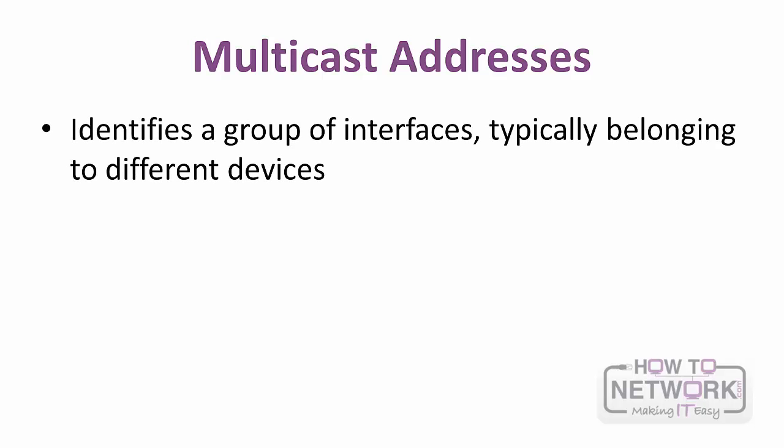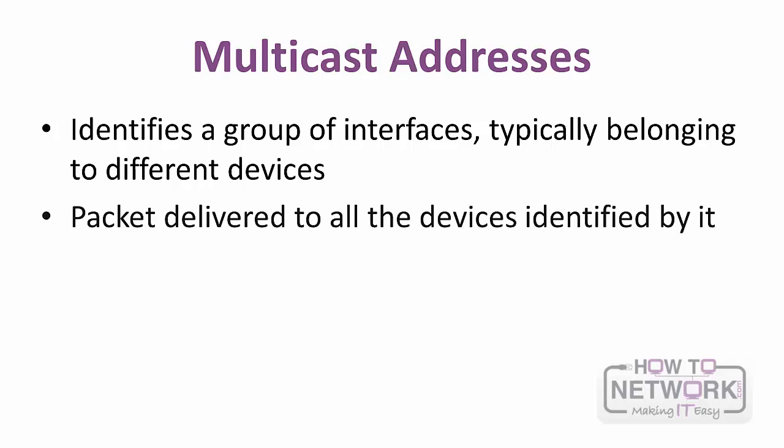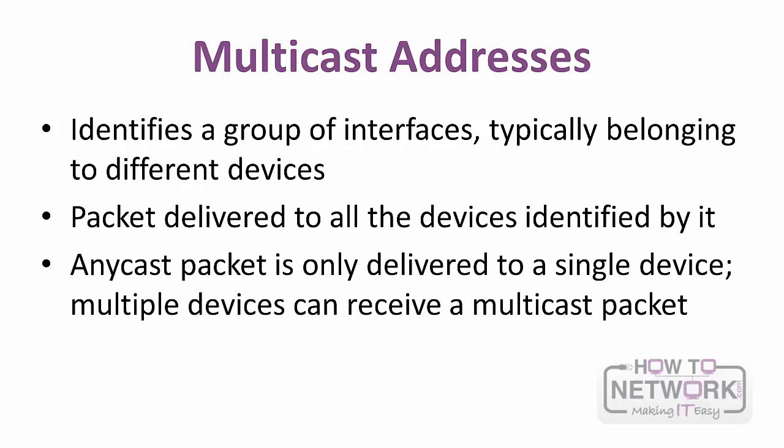A multicast address identifies a group of interfaces, typically belonging to different devices. A packet sent to a multicast address is delivered to all the devices identified by that address. All members of the multicast group process the packet. So, the difference between an anycast address and a multicast address is that an anycast packet is only delivered to a single device, whereas multiple devices can receive a multicast packet.